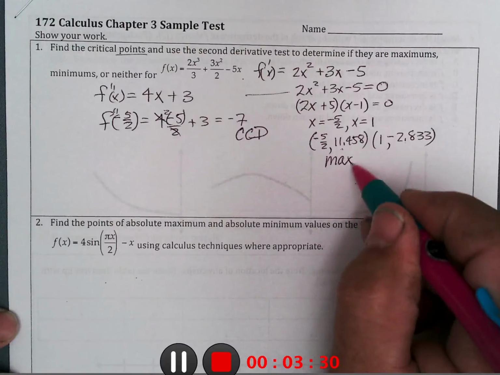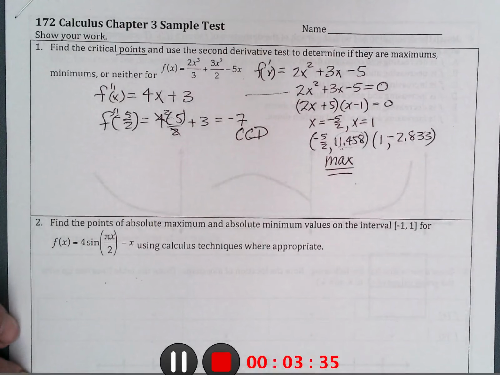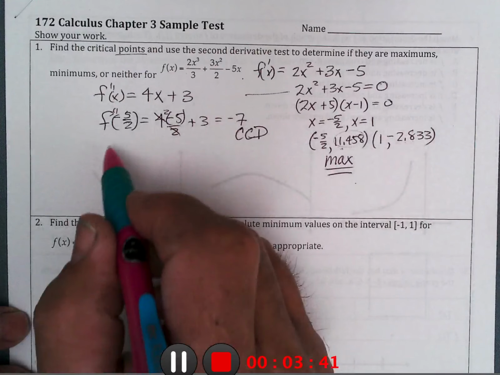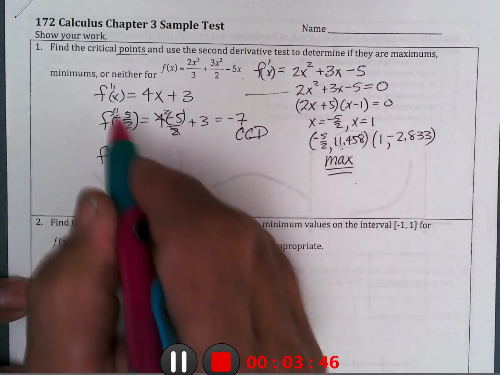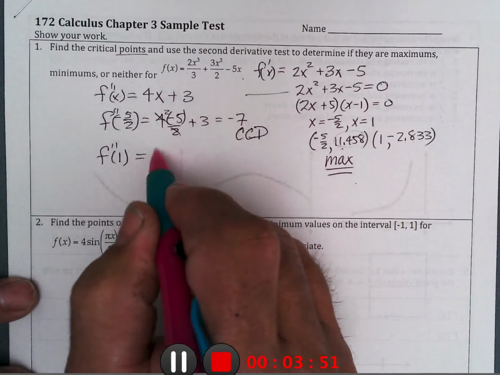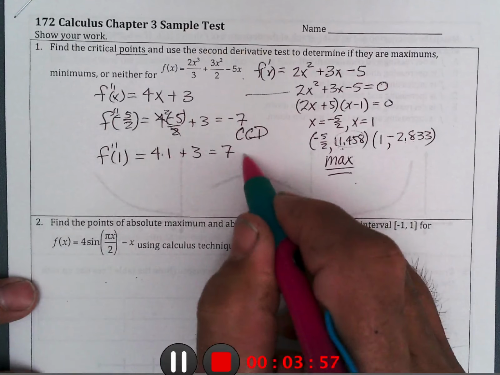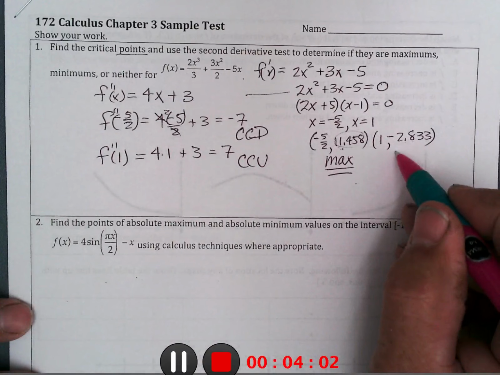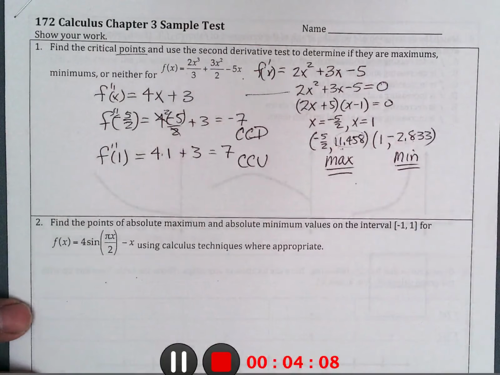We can kind of anticipate that already because that's higher than this one, and this was a cubic, and so this is probably a minimum, but to do the second derivative test to show that, we put 1 into the second derivative, which would be 4 times 1 plus 3, which is 7, which means it's positive, it's concaved up, and makes this a min. If it's concaved up, that means it's a minimum. So that's the idea of problem number 1.